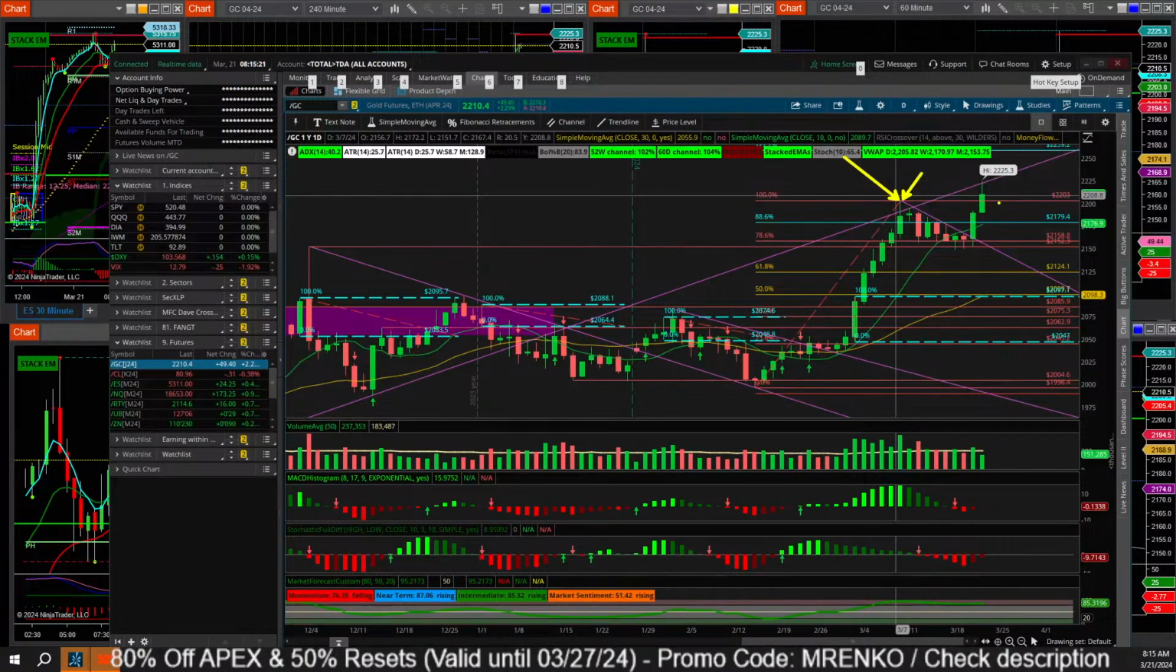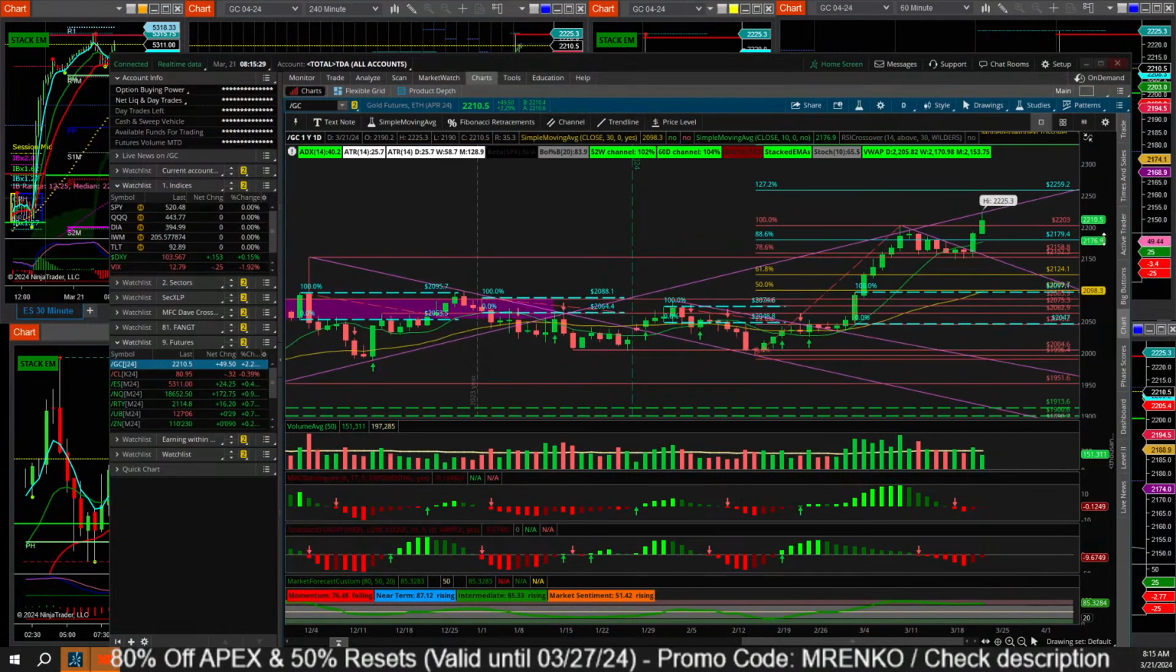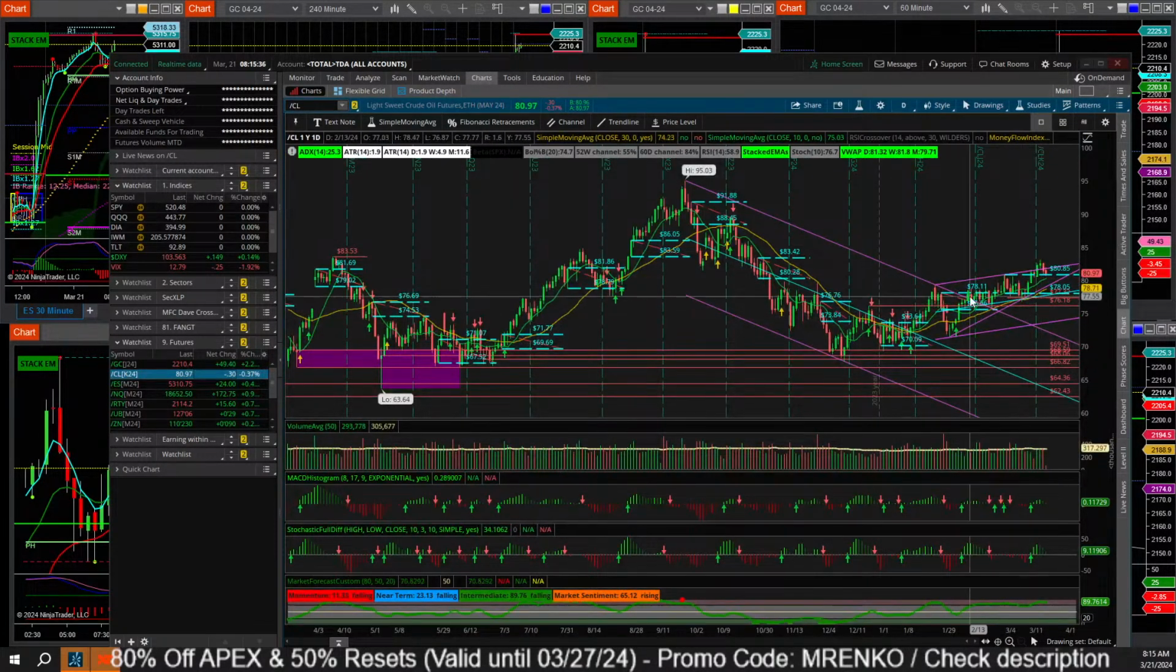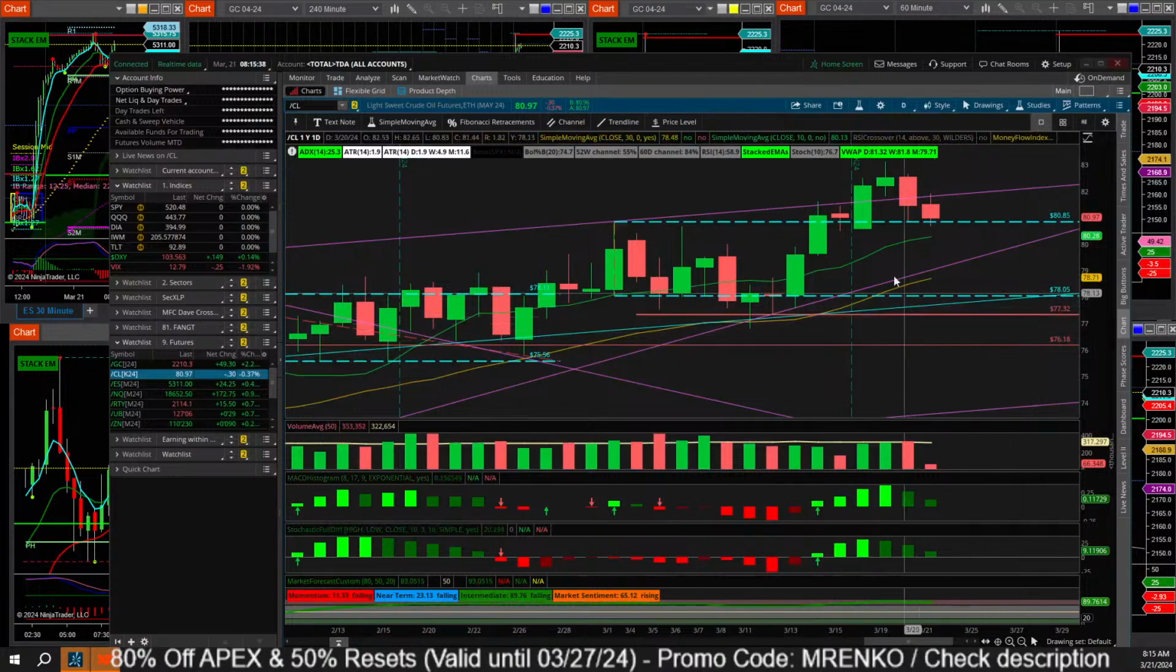So if it stays above this one, I would expect this one to keep moving to the upside. So bullish in gold in the dailies. Let's look at crude. Crude is above the first day opening range. Still, we are bullish on the sentiment on this one, higher highs and higher lows.